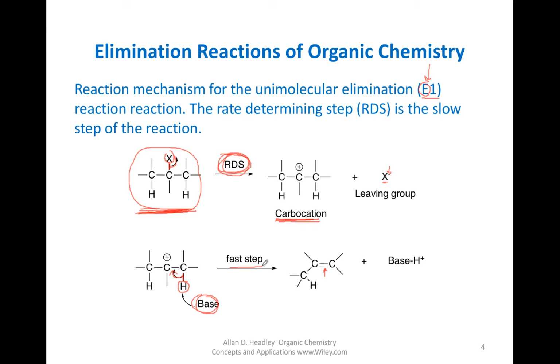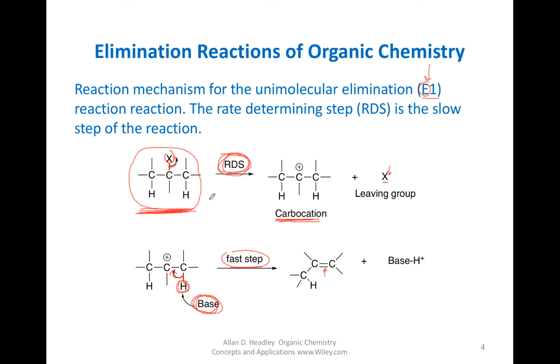In the fast step, the base comes in, the second molecule comes in to abstract a hydrogen, a proton, but that's in the fast step. That does not determine the overall rate of the reaction. That's why it's referred to here as the fast step. So this is the E1 mechanism.